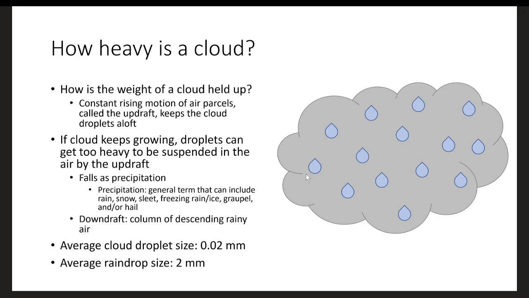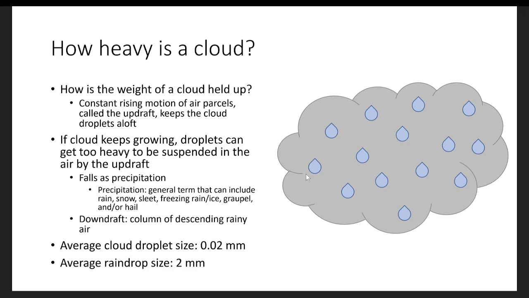But if the cloud keeps growing and the droplets get too heavy to be suspended by this updraft, it will fall as precipitation. Gravity will take over, and the force downwards will be greater than the force upwards. Precipitation is a general term that can include rain, snow, sleet, freezing rain, ice, graupel, and or hail. I'm trying to think if I know of any more precipitation other than this, but I think that pretty much covers most of it.